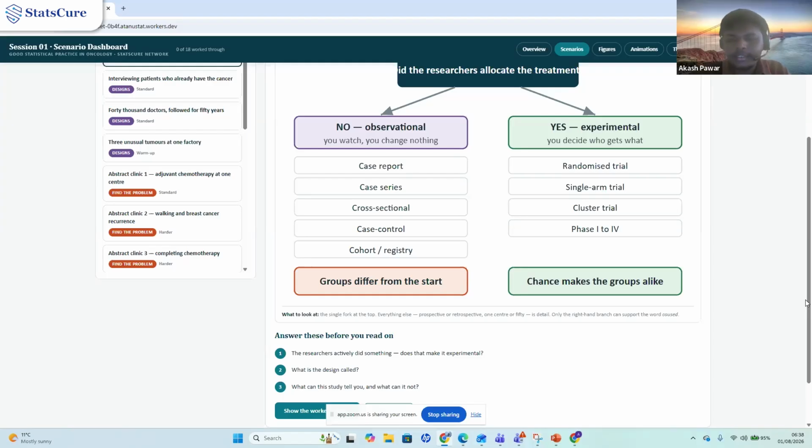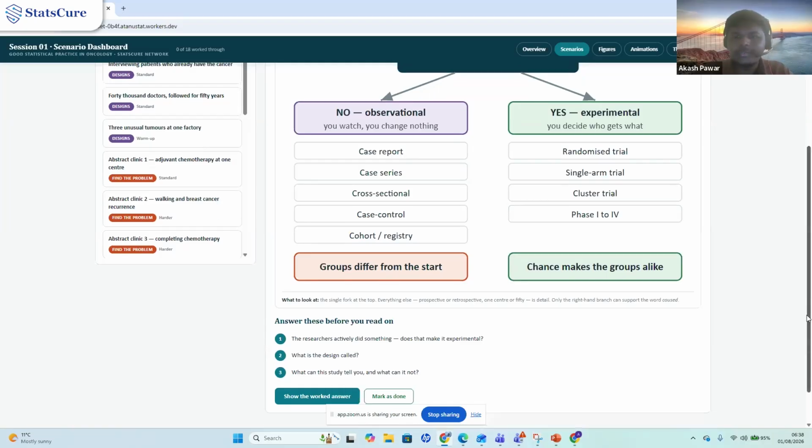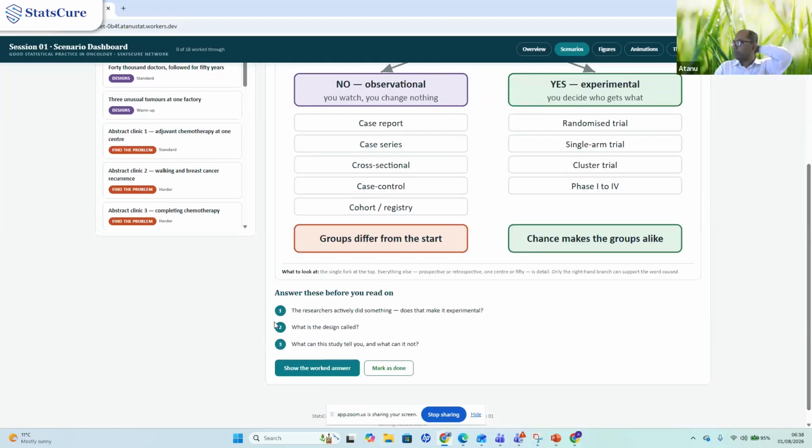Okay, any other justification for RCT or cohort? There are three questions. The researcher actively did something, does that make it experimental? What is the design called, what can the study tell you, and what can it not? Someone said it is experimental because there was HPV testing involved, so this was a randomized trial.